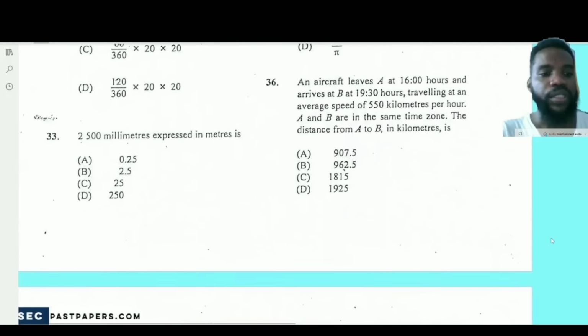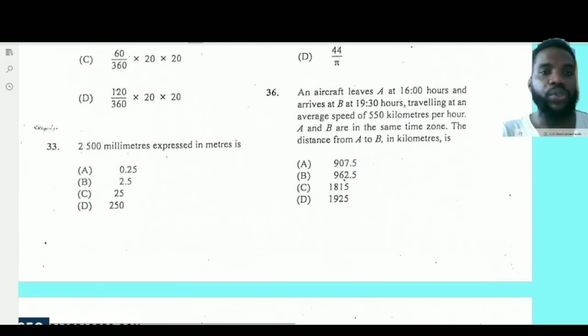33. It says 2,500 millimeters expressed in meters. Milli means 1,000, or 10 to the minus 3. So expressed in meters, I'm going to have to divide this by 1,000. I'm going from millimeters to meters, so I divide by 1,000. When I divide by 1,000, I'm going to move 3 places back. So 1, 2, 3, which makes it 2.5 meters.